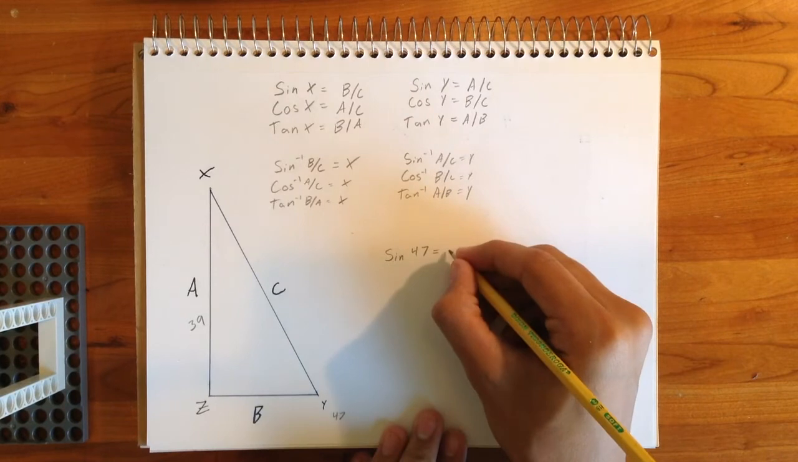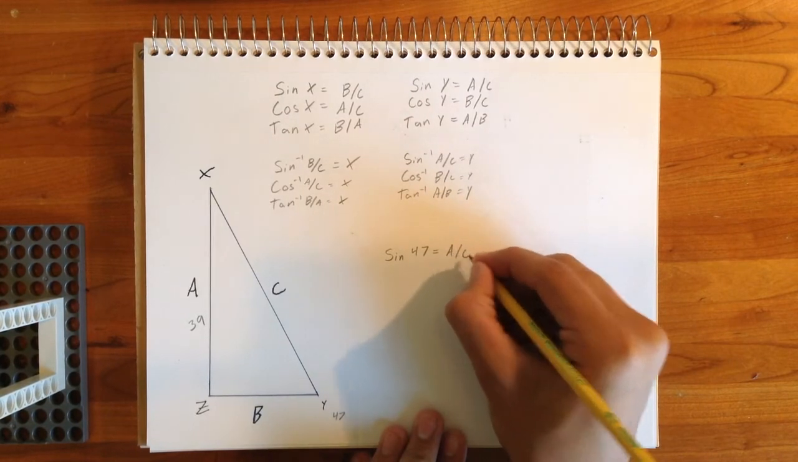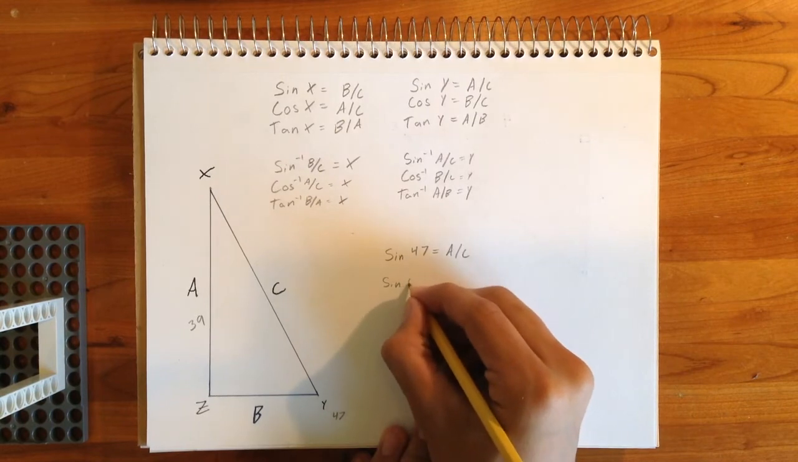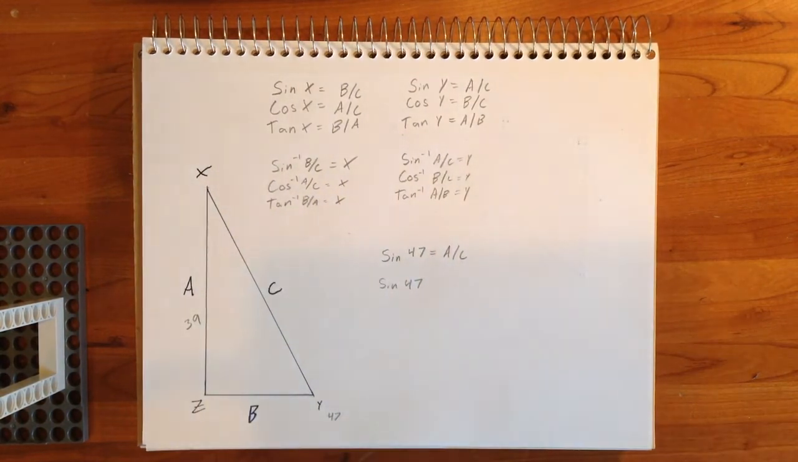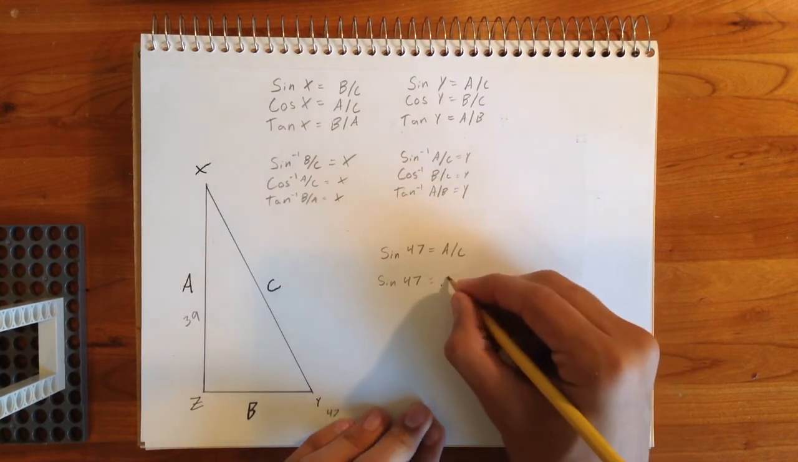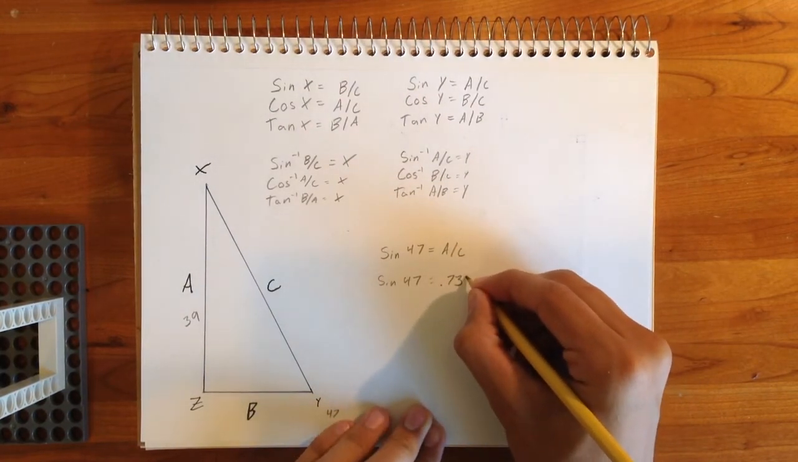So what we can do, if we take the sine of y, we're getting the ratio of a to c, a divided by c, and the thing we come out with is 0.731. So a divided by c is equal to 0.731. And we can finish this problem by saying a divided by c, which is 39 divided by c, is equal to 0.731. And then just solve that problem.